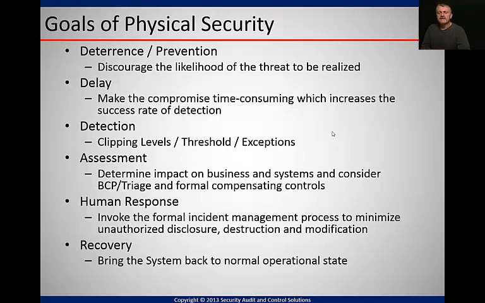The assessment is to determine the impact on business and systems and consider BCP, which is business continuity planning, or triage. That is where we decide which systems to carry on or which to actually stop or decommission, and formal compensating controls. There's a human response which invokes the formal incident management process to minimize unauthorized disclosure, destruction, and modification. There's a recovery as well. One of the goals is to bring back the system to a normal operational state.